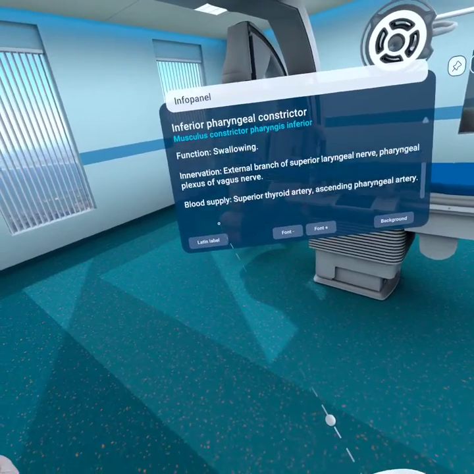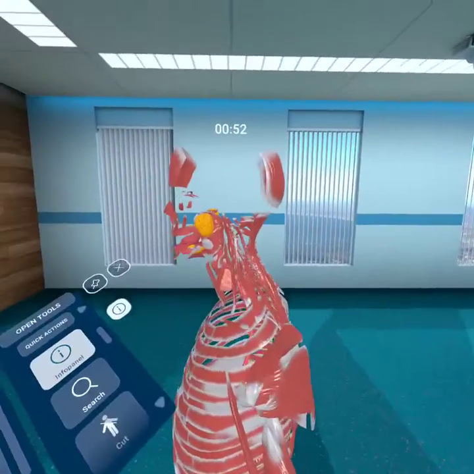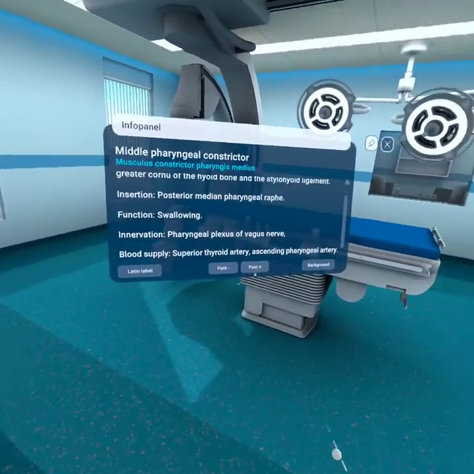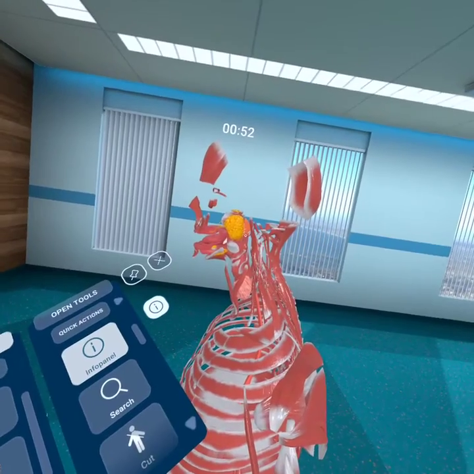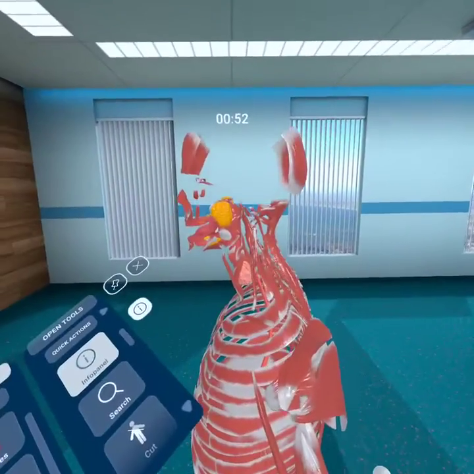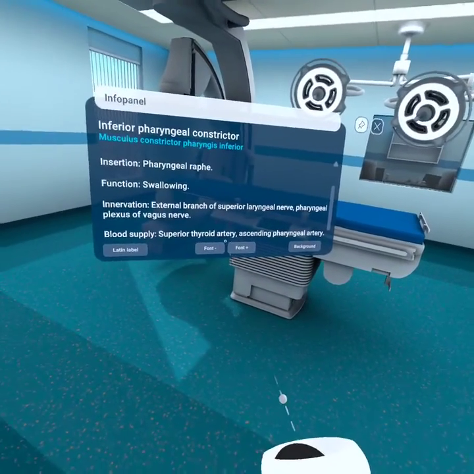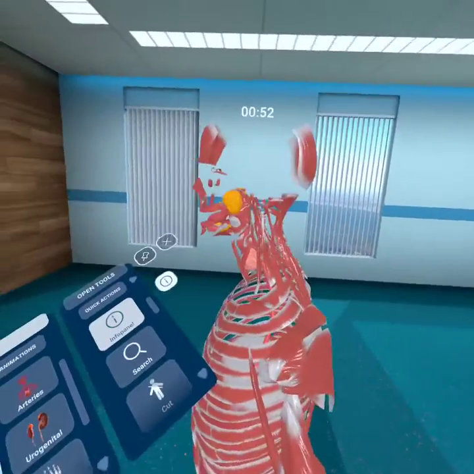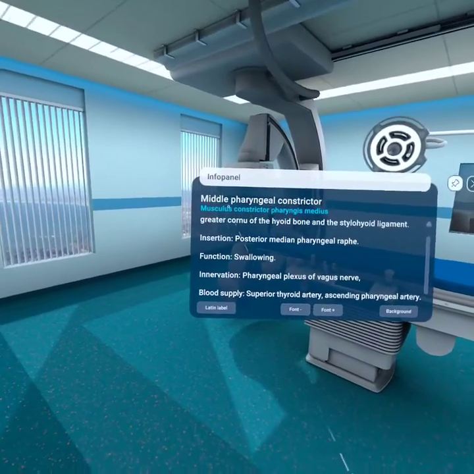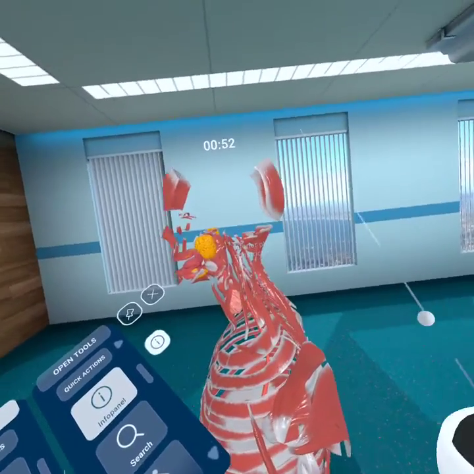Now the blood supply would be the same ascending pharyngeal artery. That's the same as the middle and the superior. All right, now let's go back to the inferior. It's also supplied by the superior thyroid artery, which also supplies the middle. So now you have all those three.